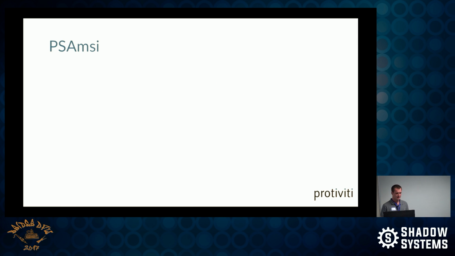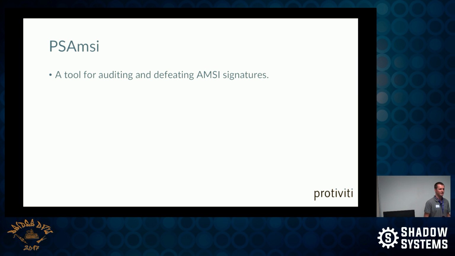So PSAmsi is a tool for auditing and defeating AMSI signatures, as I said earlier. I first released this thing about a month ago at DerbyCon, but I have some fun new updates to share with you today. We're first going to talk about that auditing portion. When I wrote PSAmsi, I made the strategic decision to only support PowerShell version 5 and up. The reason for that is simply because the AMSI is only implemented in Windows 10 and in PowerShell version 5. So there's no real reason to maintain that backwards compatibility.